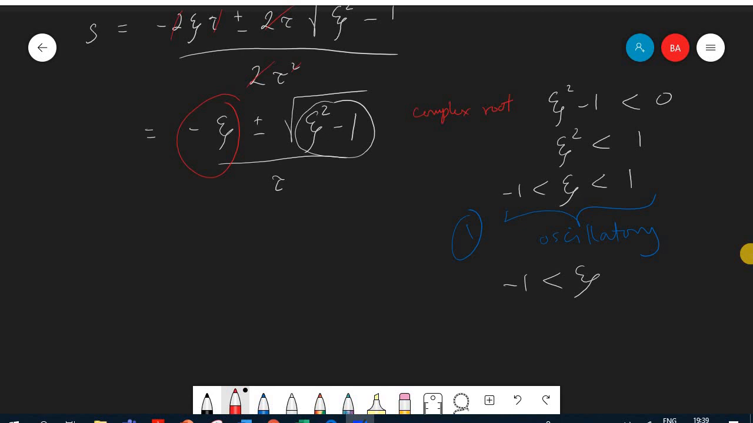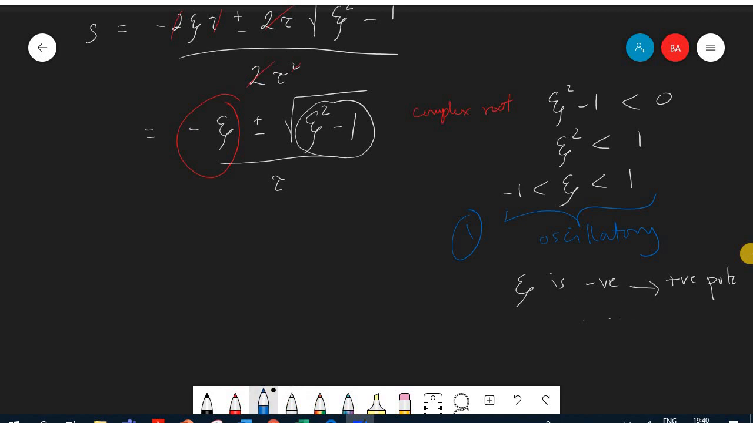If xi is negative, this term here will be positive. And having a positive pole could be a problem. So if xi is negative, you're going to have a positive pole. And having a positive pole means you're going to have an exponential of something that never ends, a positive t. So it means this will be not stable.